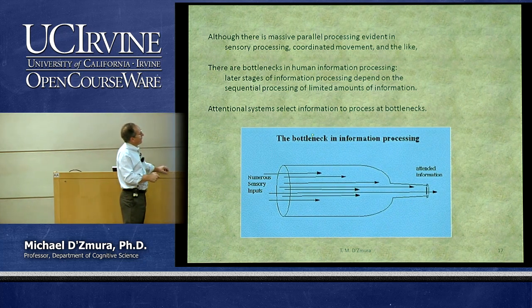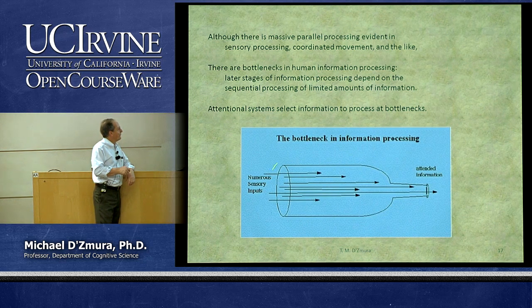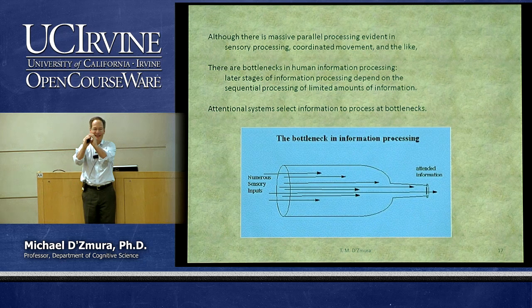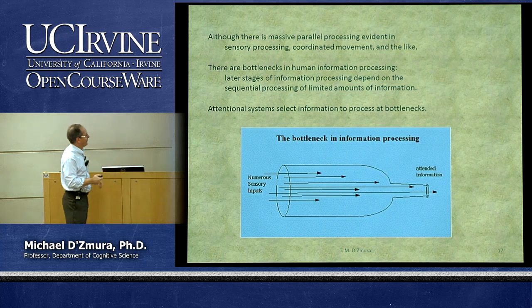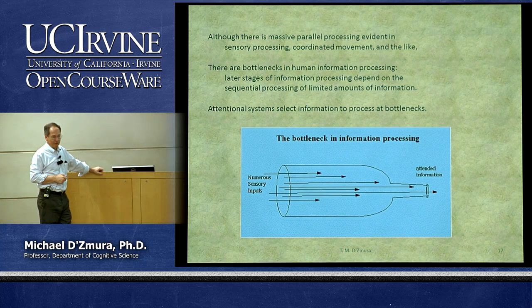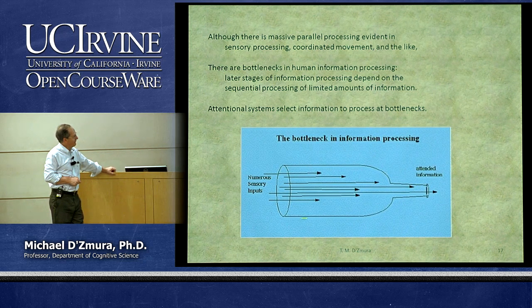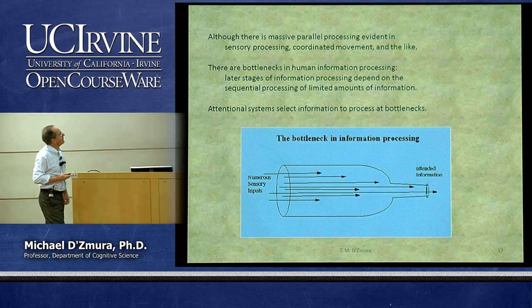In effect, there is what's known as a bottleneck in information processing, and numerous sensory inputs. Well, for vision, we can think about not only what we're looking at in the foveal region, but also everything out here that we're not looking at directly. What we actually end up processing in detail turns out to be the stuff that we're paying attention to. And so there's a lot of information that gets lost caused by this bottleneck in information processing. So attentional systems select information to process at these bottlenecks, and it's very important that they work properly.